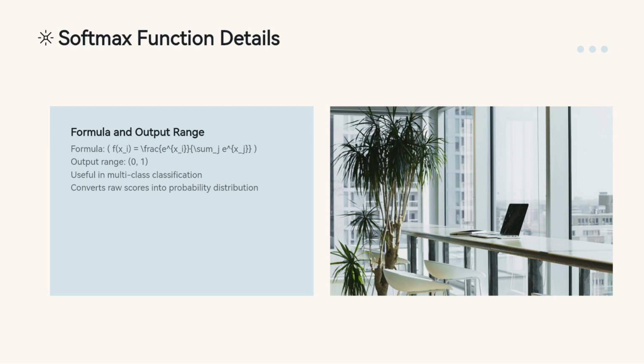This ensures that the outputs are in the range [0, 1] and sum to 1, making them interpretable as probabilities. Softmax is particularly useful when you need the network to choose one class out of several possible classes, such as in image classification tasks where an image could belong to multiple categories.